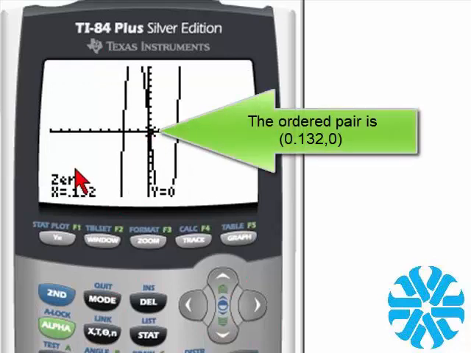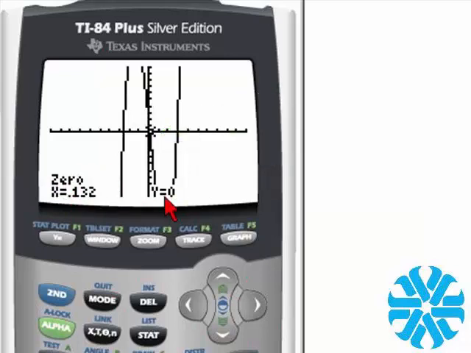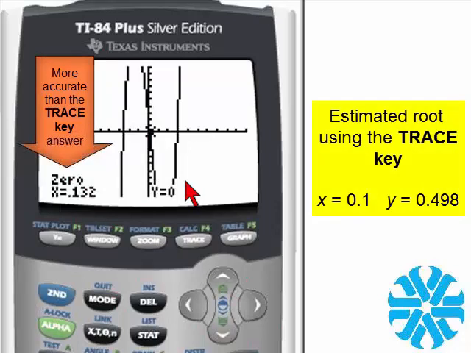And here's our other root. It occurs where x is equal to 0.132, and there it's showing y is equal to 0. Recall for the trace key video that the estimated root is being shown to the right.